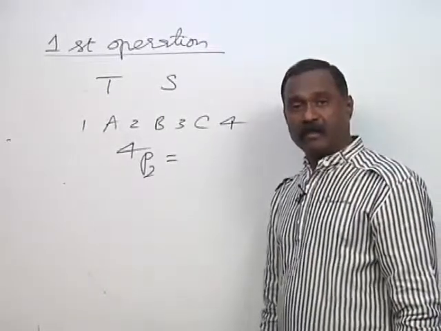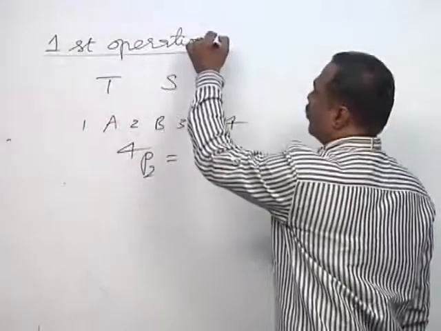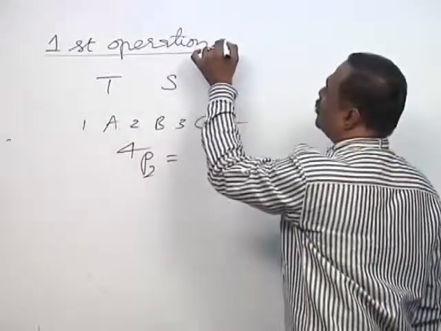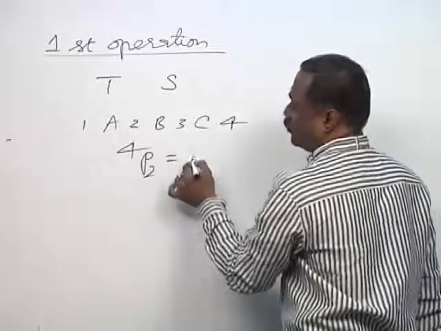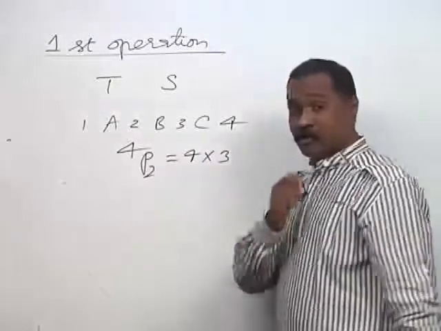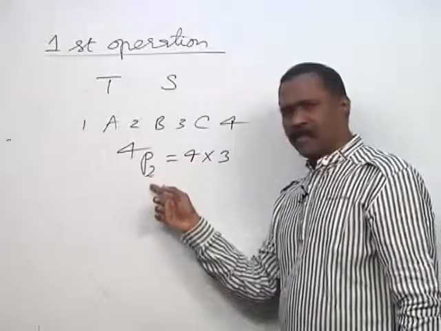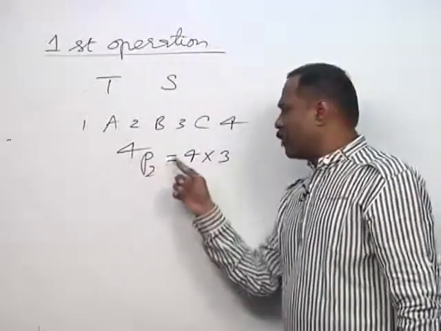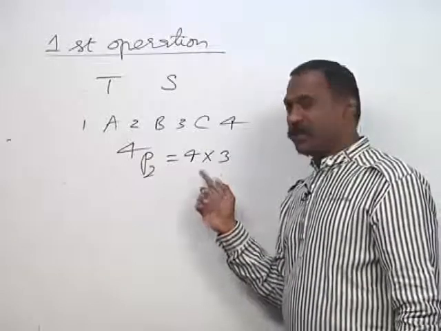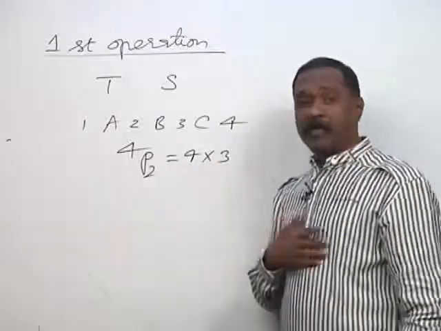4P2 different ways. Okay. So the first operation can be performed in how many different ways? 4P2 different ways, which is nothing but 4 into 3. Don't totally apply the formula. Just see the suffix. If it is P, start from 4 and write 2 consecutive factors, 4 into 3. So this first operation can be performed in 12 different ways.